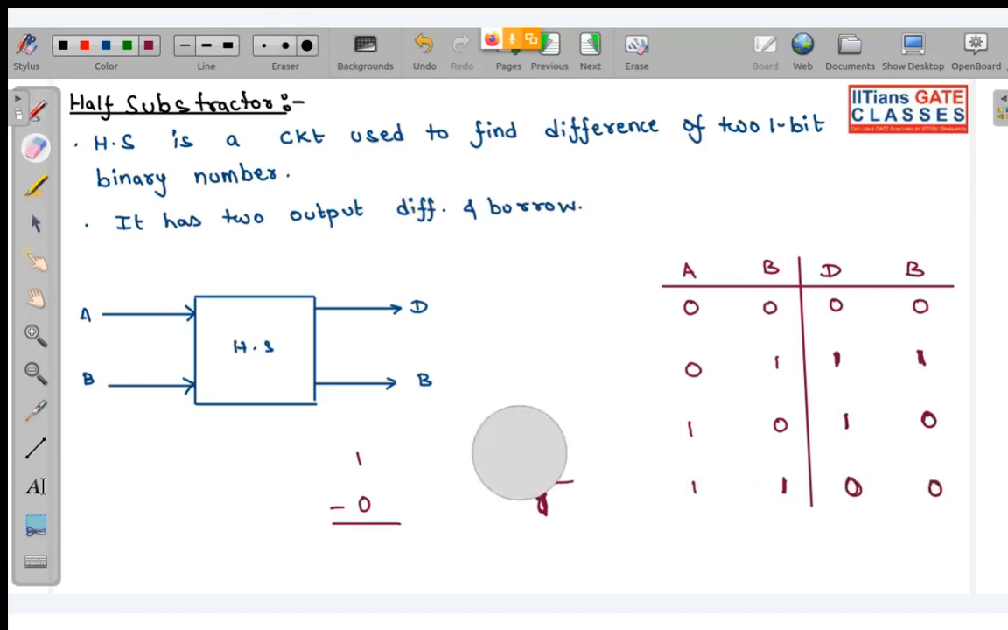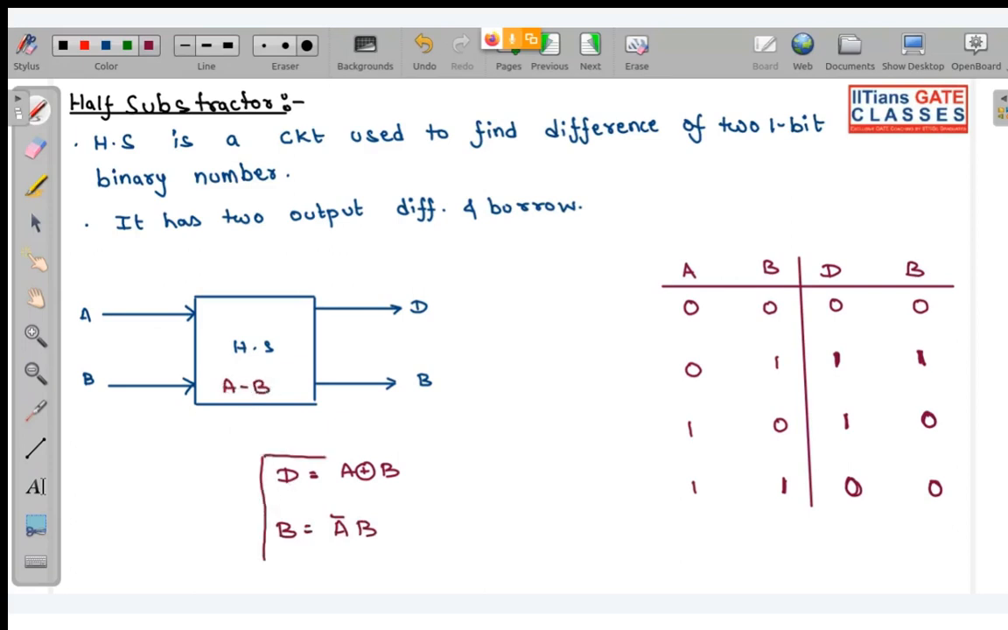Now if I write the expression for difference, difference will be what? Again you can see it is basically A XOR B, and borrow is what? Borrow you can see it is A bar B. So this we get when it is A minus B.